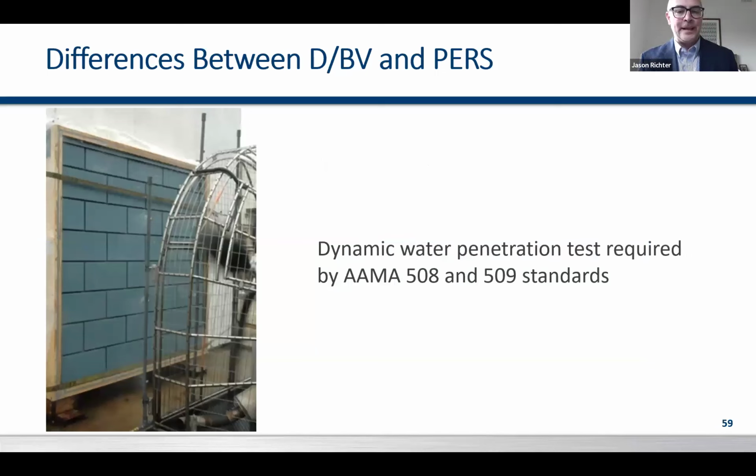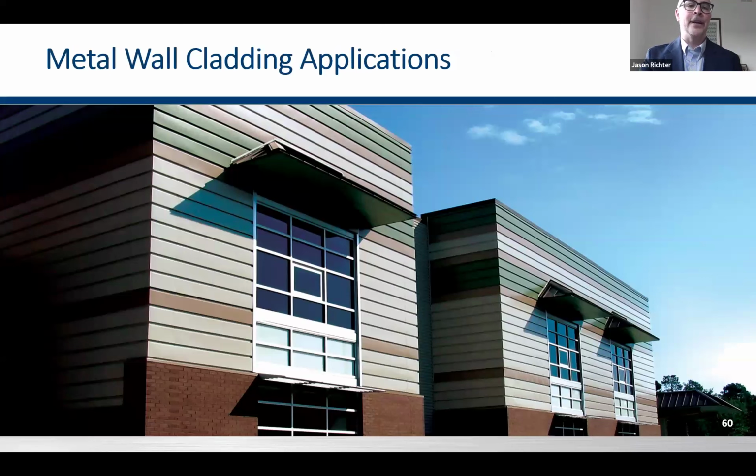Here you can see the dynamic water penetration, terribly sophisticated, essentially getting a couple garden hoses up against a couple of fans and shooting the water through the fans at a high rate of speed at your rain screen, and then measuring the water penetration from the back face.